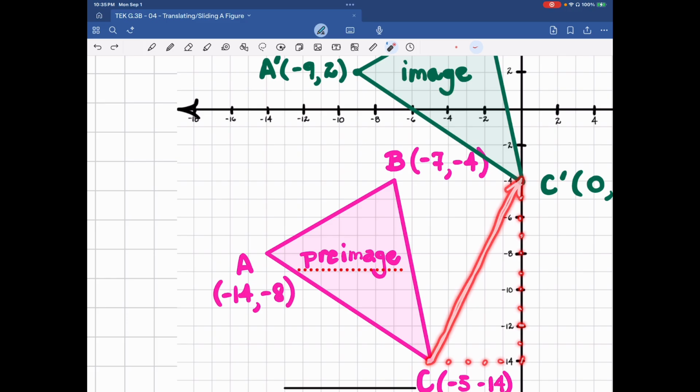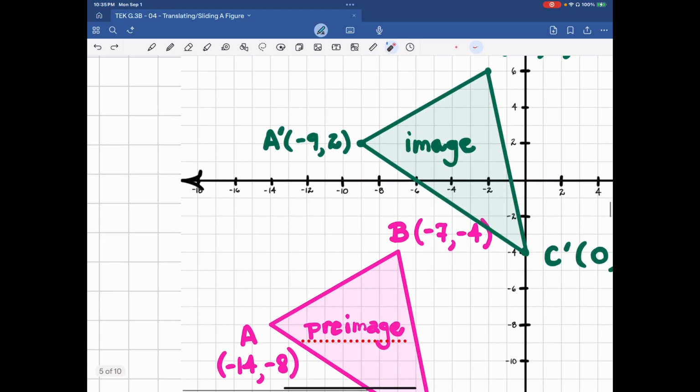Let's look at our B's. So the B's, the formula stays the same. So I'm going to move this B over 1, 2, 3, 4, 5. And now I need to go up 10 because that's the formula. 1, 2, 3, 4, 5, 6, 7, 8, 9, and 10. So my B's move from this location up to my B prime, which is here.